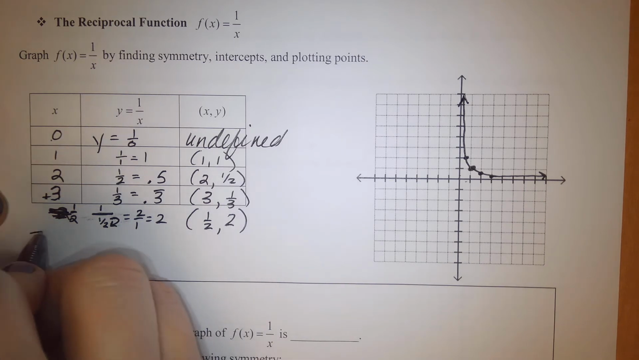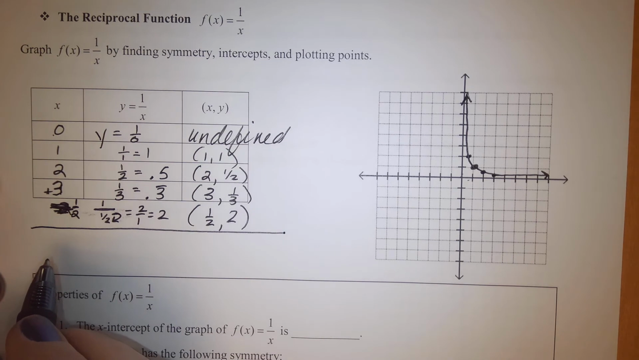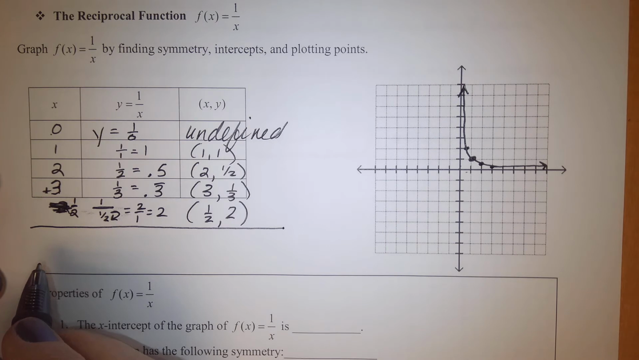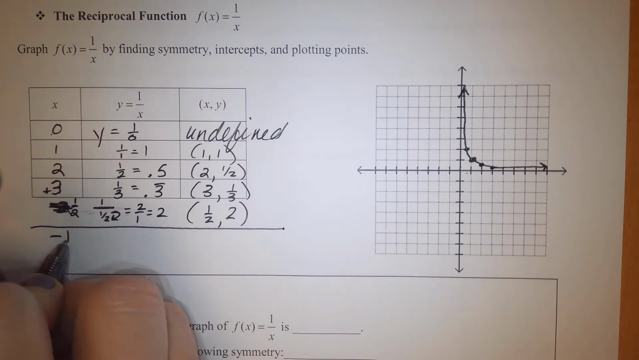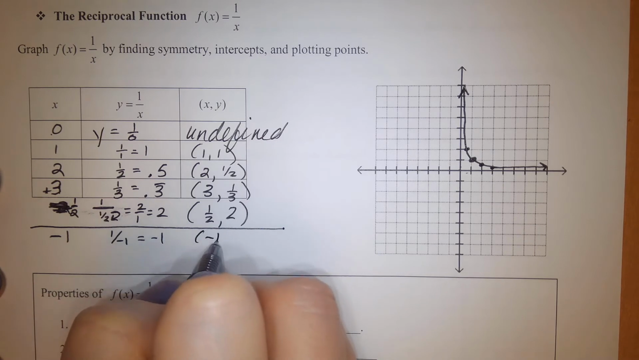So let's now see what's going to happen on the negative side. I didn't leave myself much room, but I think we'll only need a couple points to determine what it's going to look like, especially if it has some symmetry. So let's start with -1. 1 over -1 is -1.